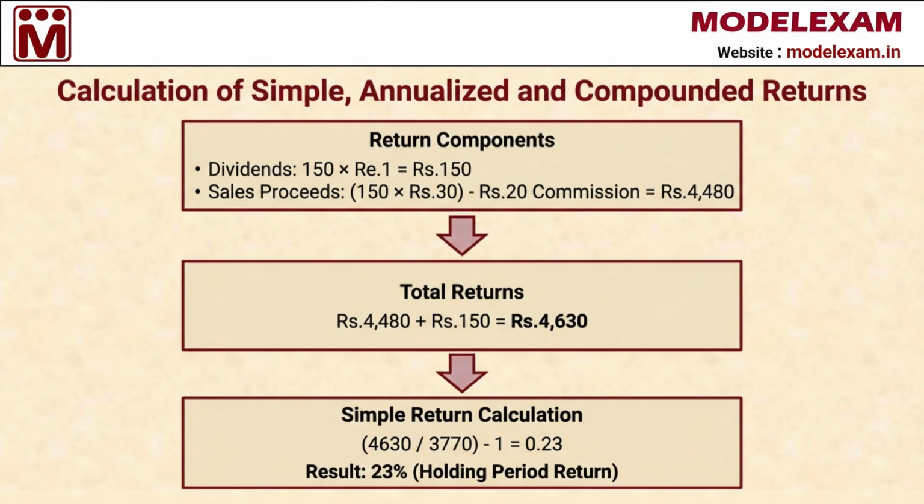This equals 4,630 rupees. If we plug this into our simple return calculation, we take 4,630 divided by the initial cost of 3,770 and then subtract 1. The result is 0.23. This means you have a holding period return of 23%.